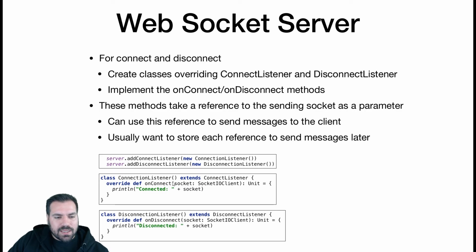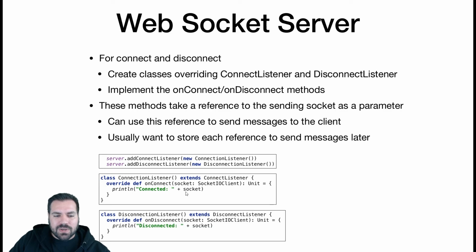I do want to talk about it on this slide. This onConnect and onDisconnect and the other message types that we're going to see, these all take an object of type socket IO client. It gets a reference to the socket that connected or a reference to the socket that disconnected. And we usually want to store this. We want to store this reference somewhere in a data structure so we remember what clients are connected to us, and then we can send them messages later. If we want to send a message to this socket later on, we can look it up in the data structure, pull up that socket IO client, and then send it a message.